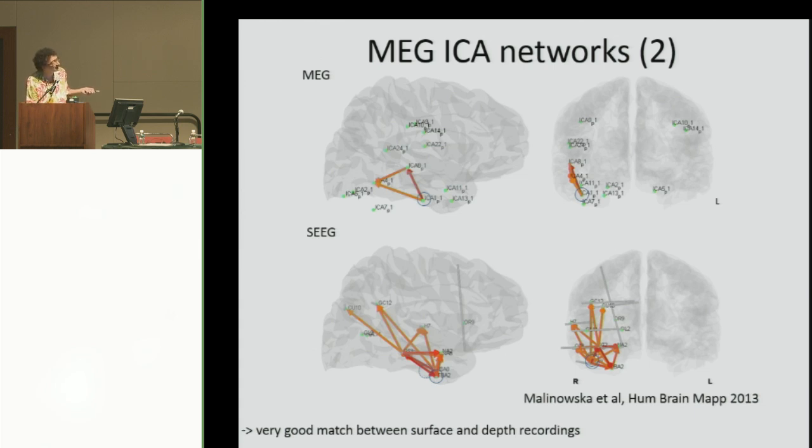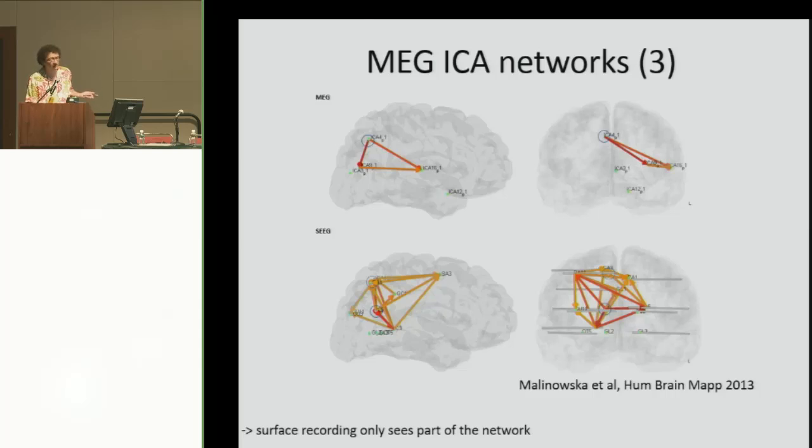You see where the leader of this network is very well localized by MEG. The differences are really minimal. So there is a very good match here between the surface data and the intracerebral data. But of course, it's not as simple as that.